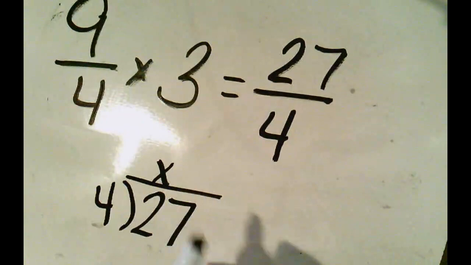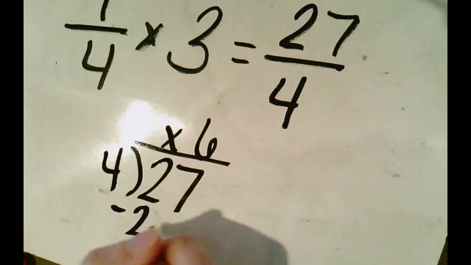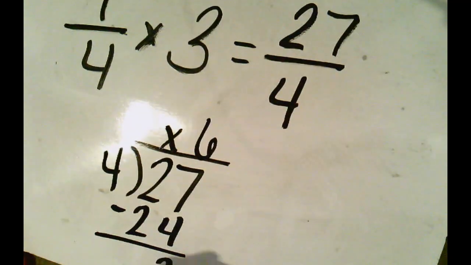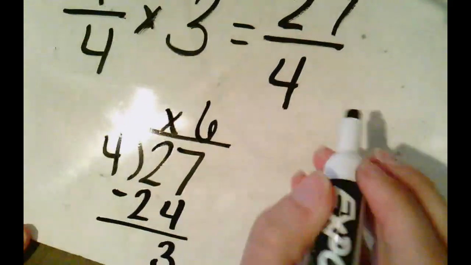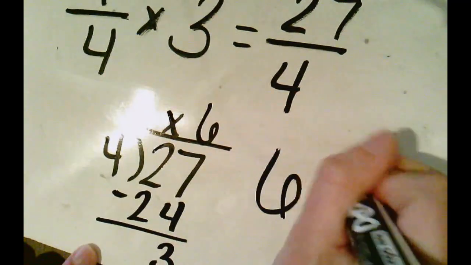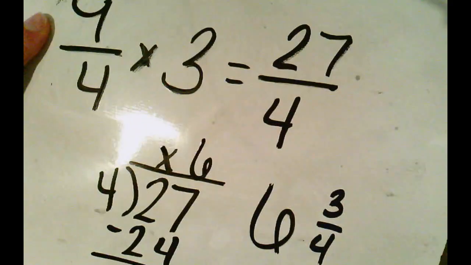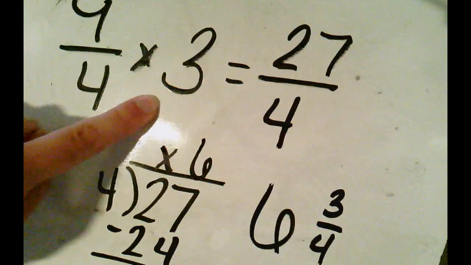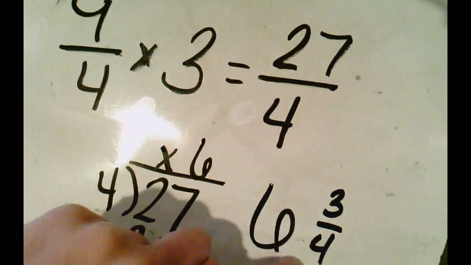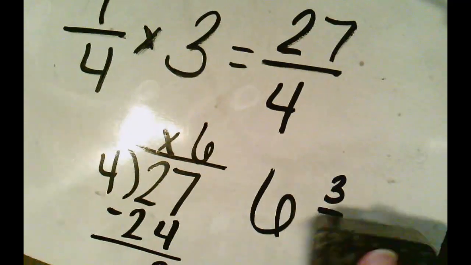Can't go into 2, can't go into 27, goes in 6 times. 6 times 4 is 24, so I have a remainder of 3. So tripled, my answer is 6, that's my whole number, and then 3/4. So again, my improper fraction that I started with was 9/4. Tripled, I get 27/4. I'm going to write in 6 3/4 as my mixed number for that particular ingredient tripled, okay?